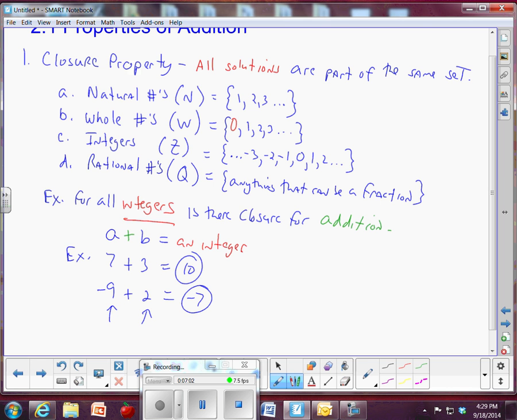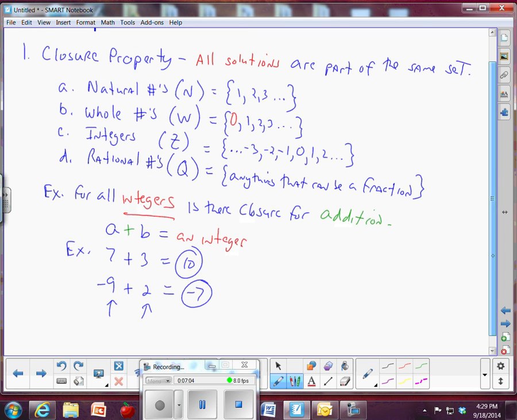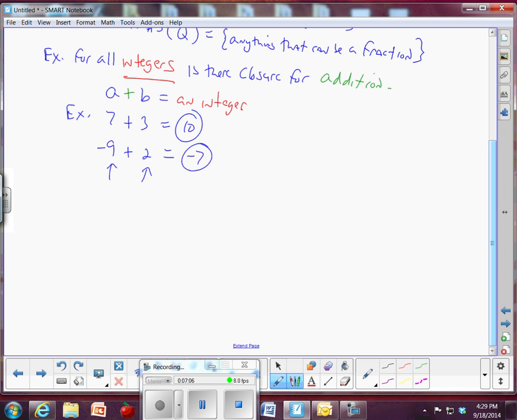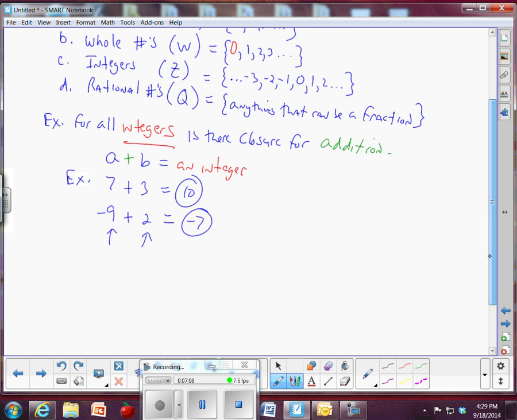Okay, that's closure. Let me give you a counter example. Here's something that does not work. So let me give you one that does not work. So for example, let's go with all whole numbers. Okay, so that's the set we're talking about, whole numbers.